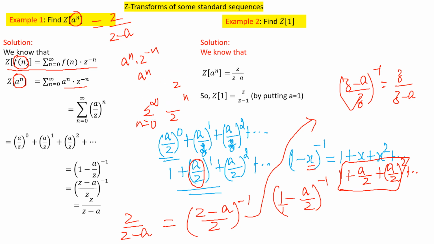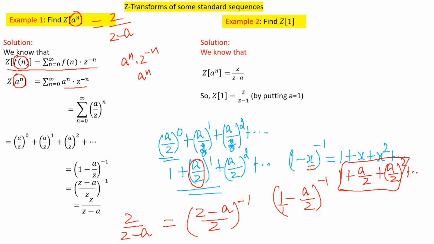Okay, let us move to the next question. Question number 2, we are asking to find the z transform of 1. So just now we have concluded Z transform of a to the power n is equal to z by z minus a. So now I have Z transform of 1. That means in place of a power n, I have 1.